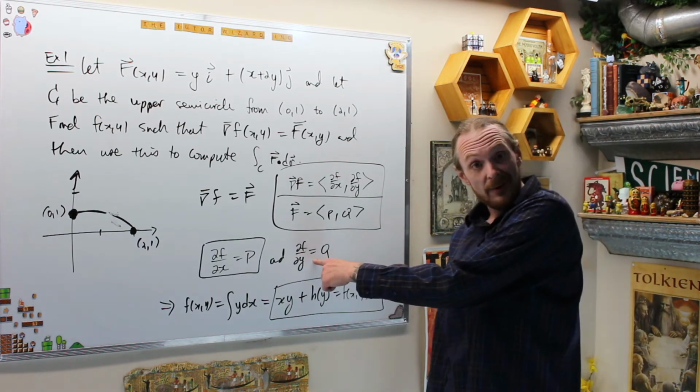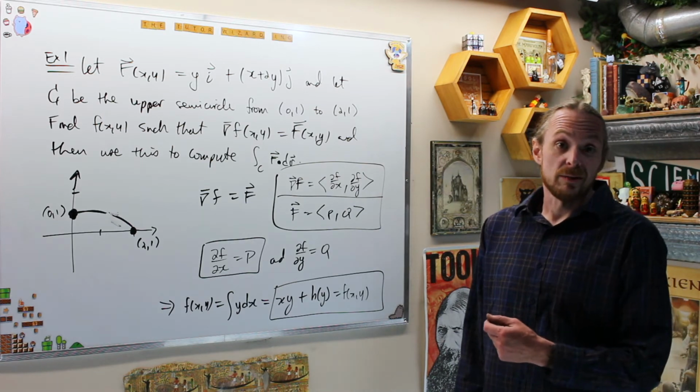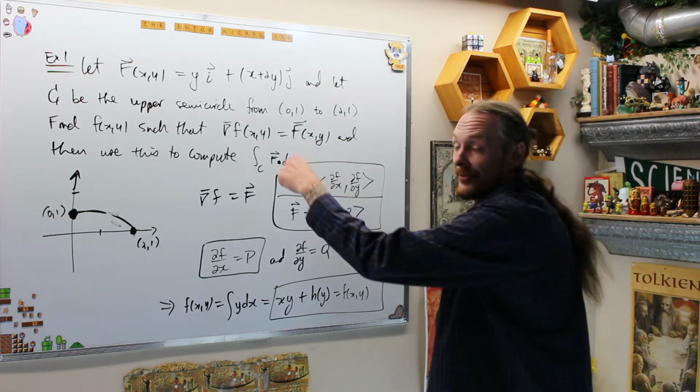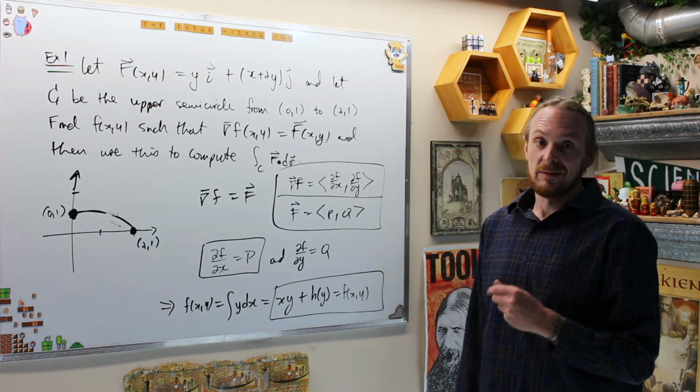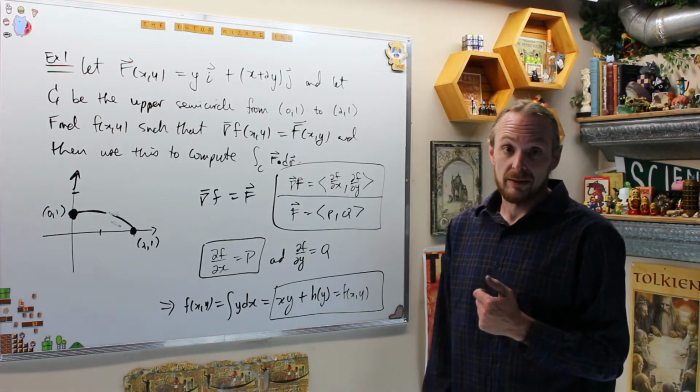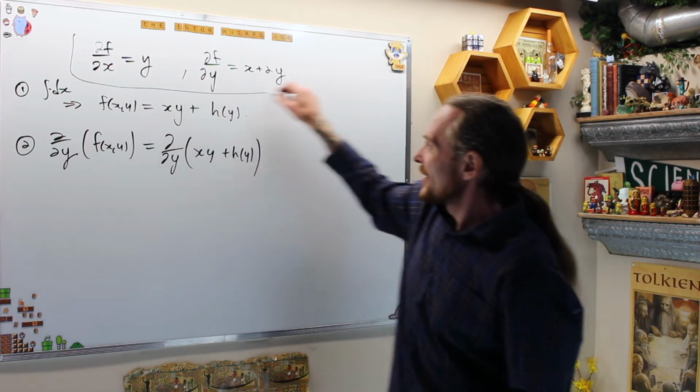Then I'm going to use this information to find out who h of y is, and then I have my general function whose gradient is F. And then you're like, what? Then I'm going to actually use that to compute the line integral, which means I can use the fundamental theorem of line integrals. Let's do that. Moving that up, we assume this every time. This is what you have to set up first.